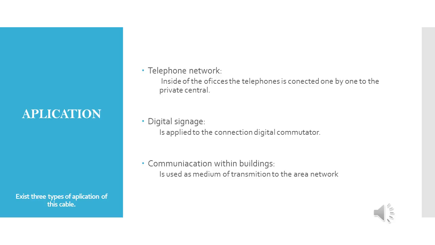There are 3 applications of the UTP cable. These applications are the most important. The first is the telephone network. Inside the office, the telephones are connected one by one to the private digital exchange. The second is the connection to the digital switch, and the third is communication within buildings. It is used as a transmission medium for the local area network.